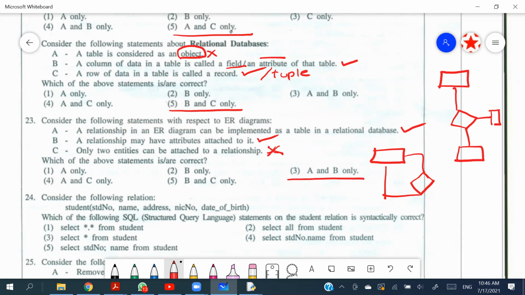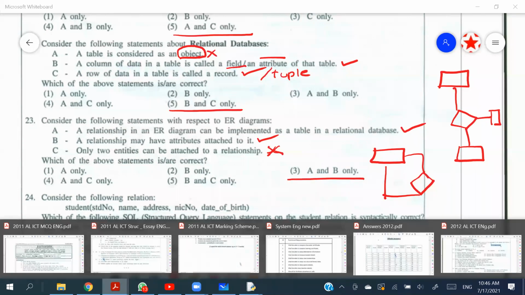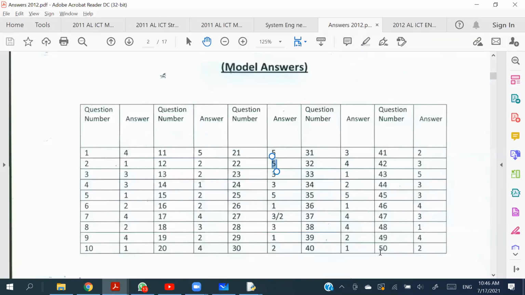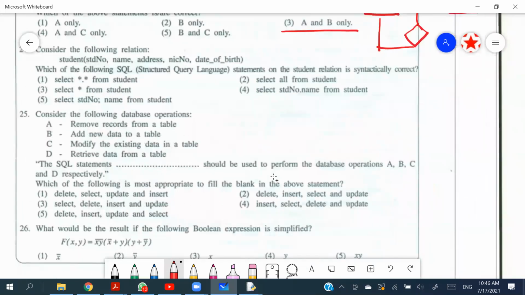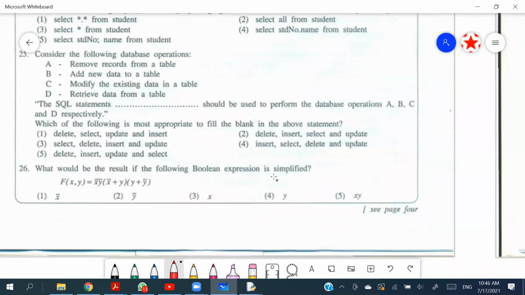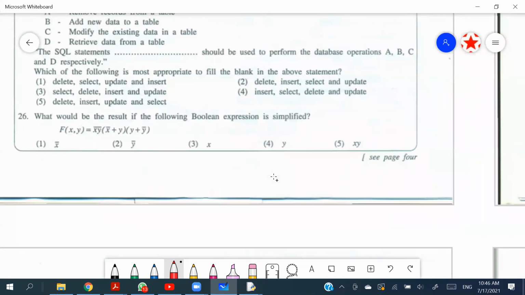Third one, 23rd, third one. Right? Yes. Then 26th. What's happened with the simplification? So they're asking you to simplify this. The only thing you need to remember is De Morgan's and some laws, right?